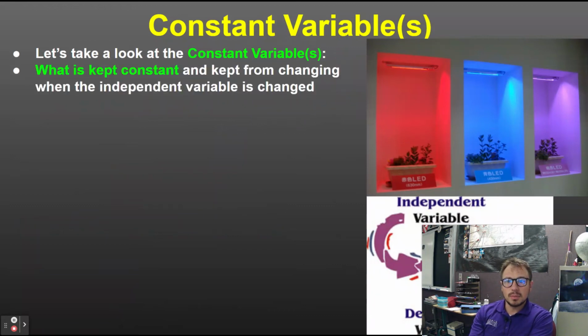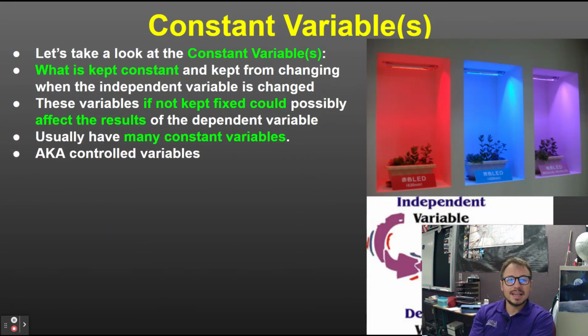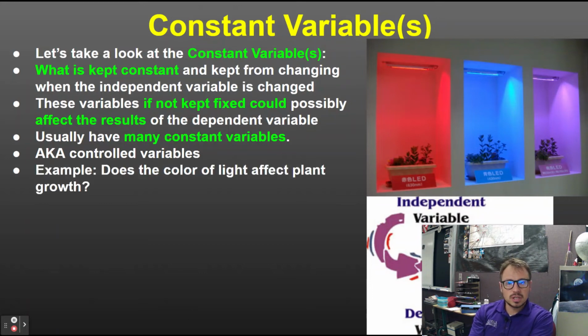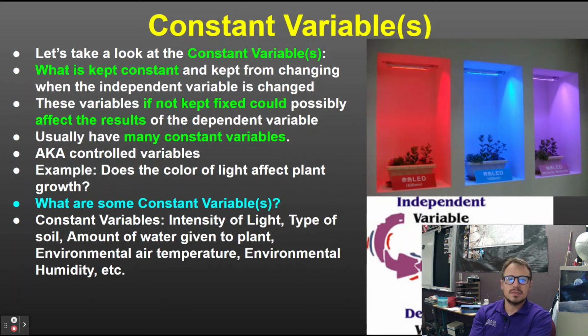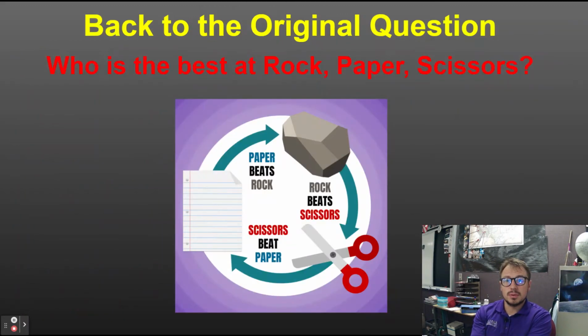Now, constant variables are what we keep constant, obviously. If these variables are not kept fixed, it could possibly affect the results, and usually there are many constant variables. So does the color of light affect plant growth? Well, what are some constant variables? The intensity of light, the type of soil, the amount of water given to the plant, environmental air temperature, humidity, on and on and on. Everything you want to keep the same except for the independent variable and dependent variable.